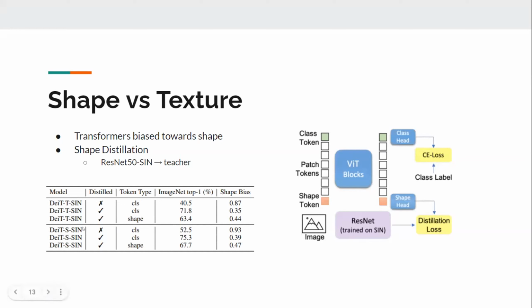And what they're showing here, they have both tiny and small SIN models, but you can see that when trained on SIN with a class token but no distillation, there's a high shape bias and low accuracy. Then when you distill the class token, you get increased accuracy, but at the cost of the shape bias, which they wanted to keep. So then by introducing this shape token that is distilled, you do lose some accuracy, but you increase the shape bias and you have a more balanced approach than either of these.